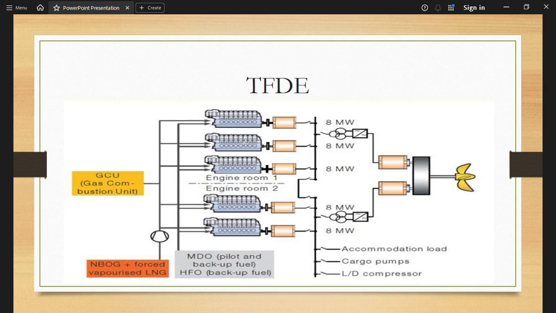So now they are going to all these, and you can see here it's like electric propulsion. So here it will rotate the propeller, and through here it's like a bus bar. Here we'll have accommodation load, cargo pumps, LD compressors. So this is the basic diagram. I hope it is clear for you. You can have a look.